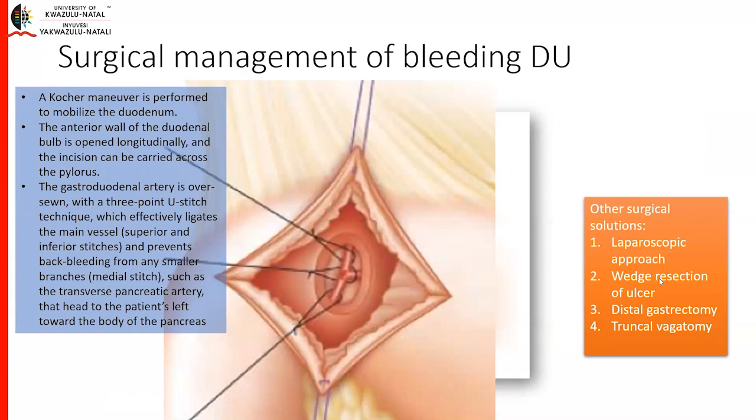You may have to do a wedge resection of the ulcer if it's gastric and you're considering malignancy. Also, if it's gastric and it's actively bleeding, you may have to consider distal gastrectomy as well as truncal vagotomy. Now, does anyone know the reason for doing a truncal vagotomy?